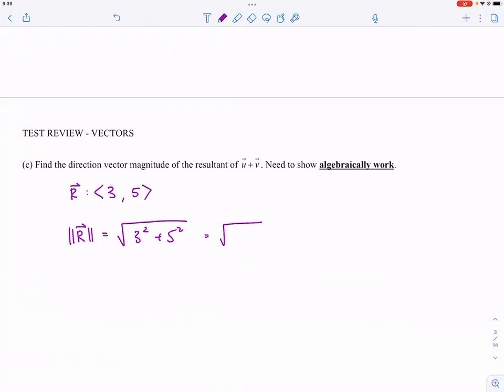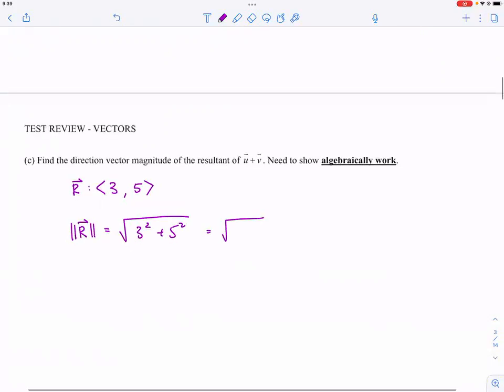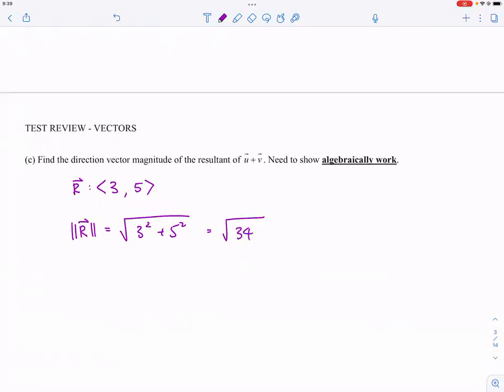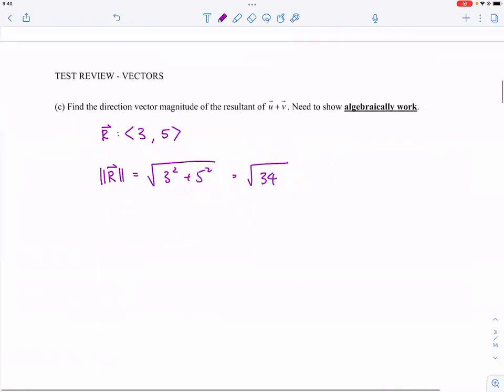What's 9 plus 25? 34. You know what people would put in here? They may put 36 instead. Okay, because in the square root, they might be tempted to write down 36 because it's 25 and 9. So it's like one number off. So just make sure that you add the numbers correctly.